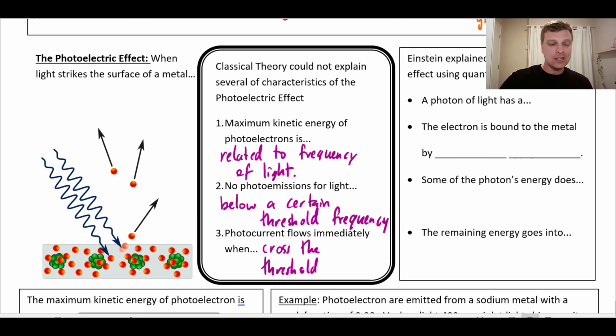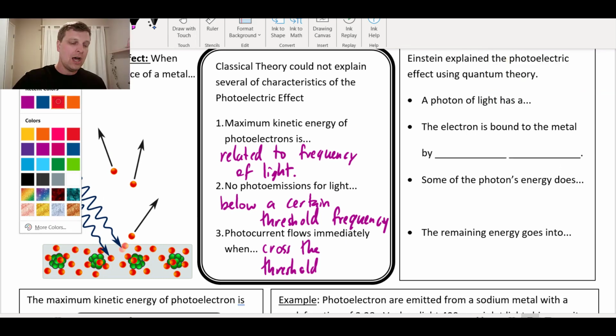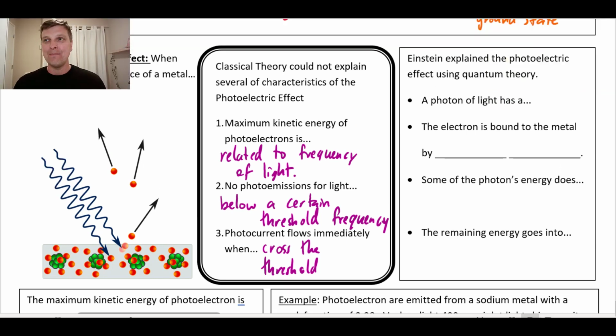So Einstein actually proposed an explanation to this. And again, it relies on this idea that maybe light is not a wave, maybe light is a series of photons. And so he said, well, listen, a photon of light has a specific amount of energy.